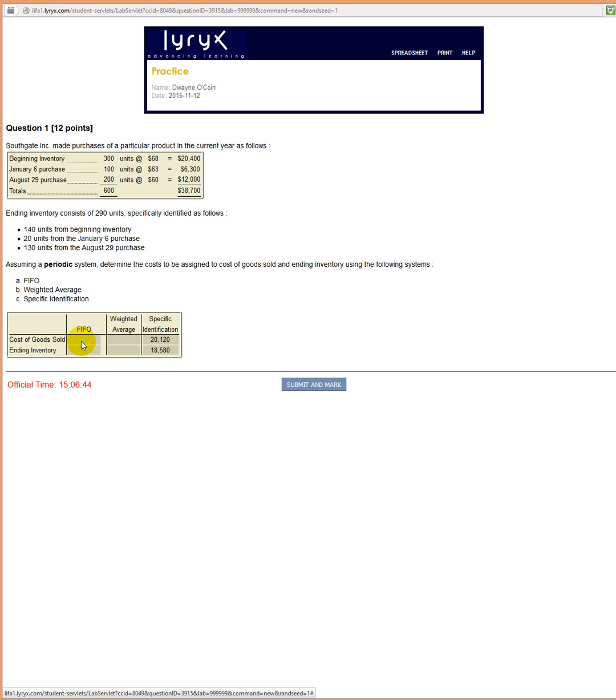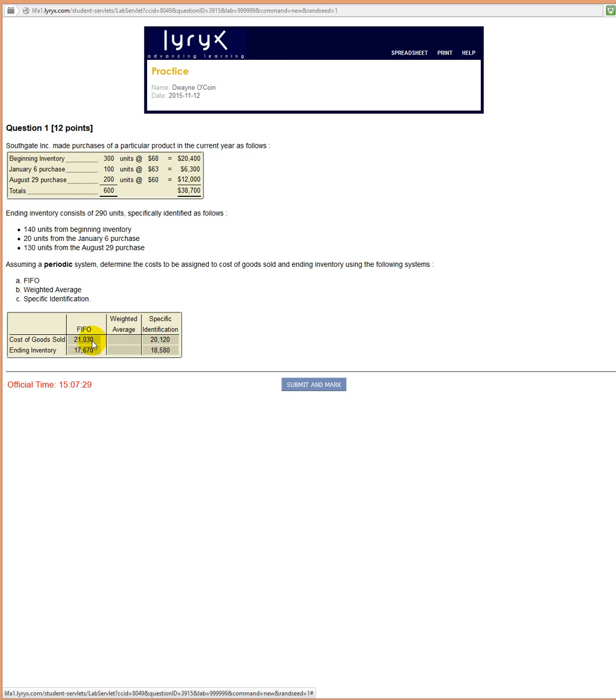Now, our cost of goods sold for FIFO. Let's do ending inventory because, again, that's the easiest to do. The ending inventory is 290 units, so there had to be 200 out of the $60 August 29th purchase. Once again, the ending inventory is the newest stuff, so we have 200 units at 60, plus 90 units at the next oldest price, which is 63. That's 17,670. Once again, if we take the total available for sale, 38,700, and subtract the 17,670, that gives us the cost of goods sold of 21,030.